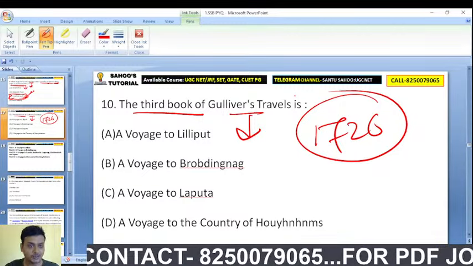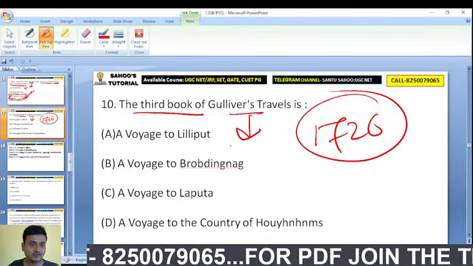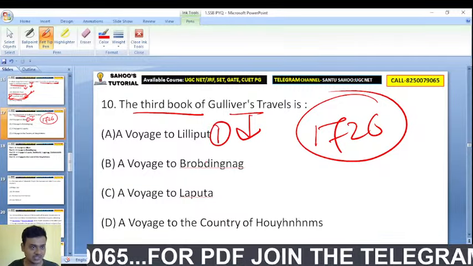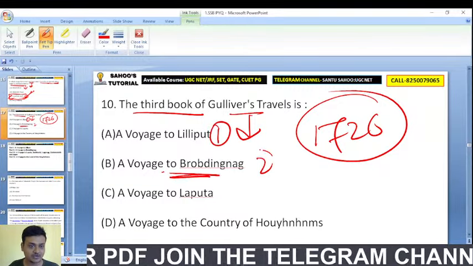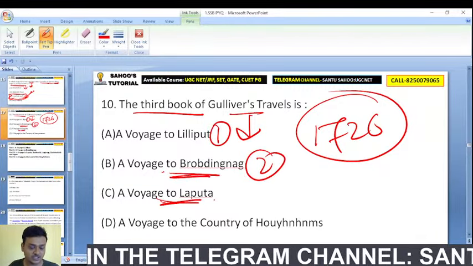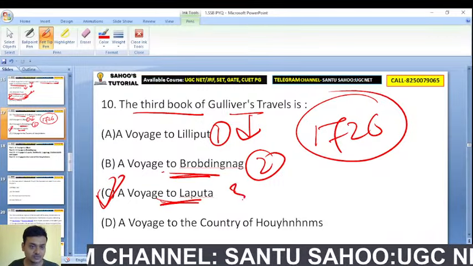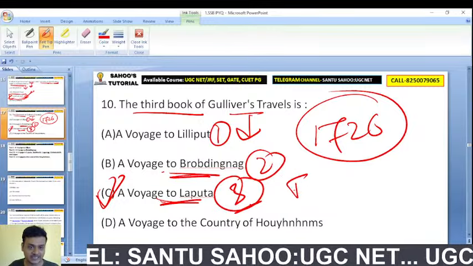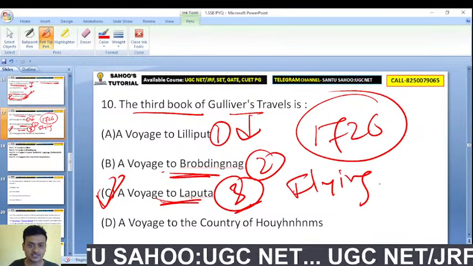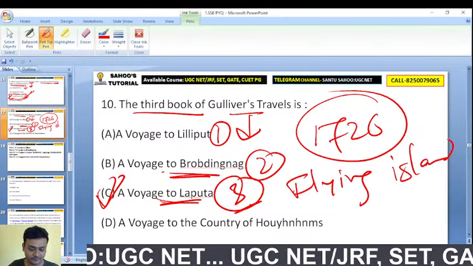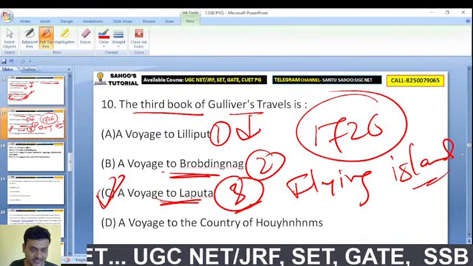and all these are actually in the proper order. The first one is A Voyage to Lilliput. This is the first one. A Voyage to Brobdingnag is the second one. Third one is A Voyage to Laputa, which is actually excellent, Orko. Here C is the right answer. Voyage to Laputa. You should know that Laputa is actually a flying island.